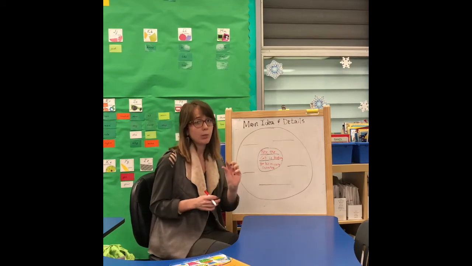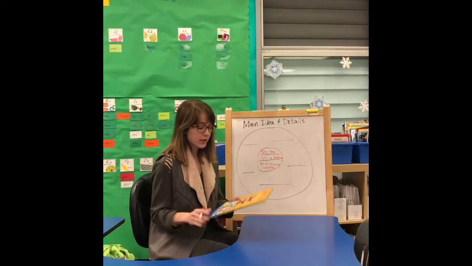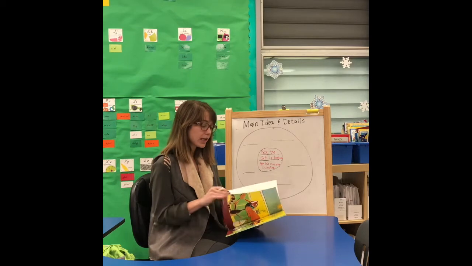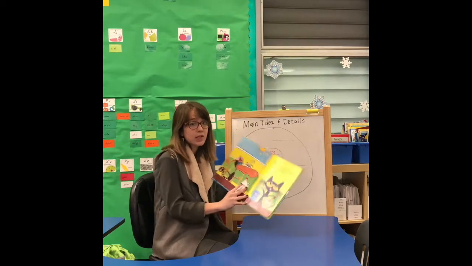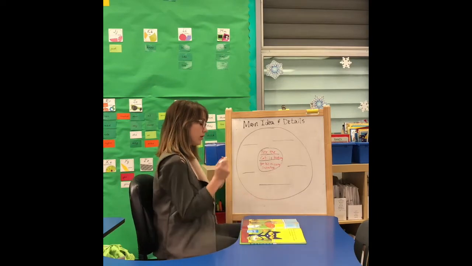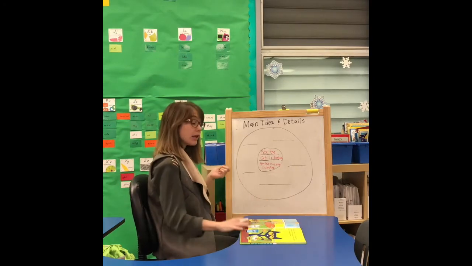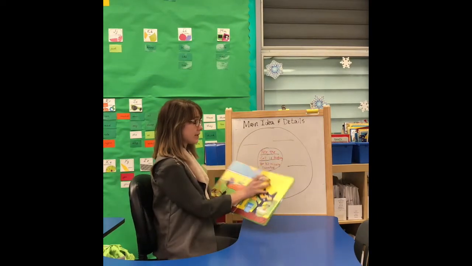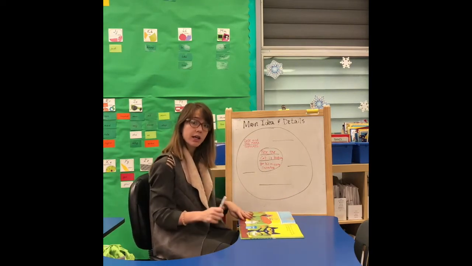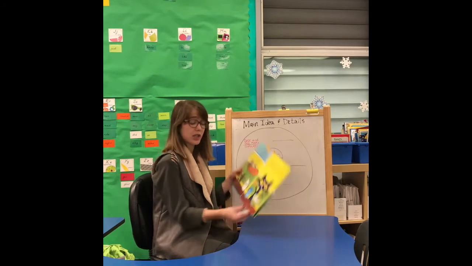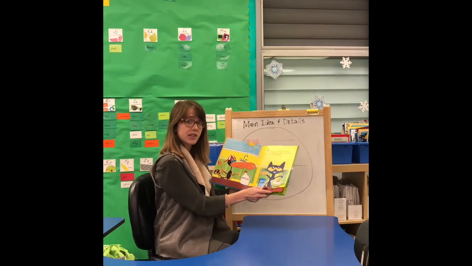Details are the small parts of the story. One of those details is Pete the Cat makes cupcakes with Gus. I'm going to add that in there, and actually his friend's name is Gus. So one of my details is Pete and Gus make cupcakes. The whole story is not about just them making cupcakes. That's just a small part.